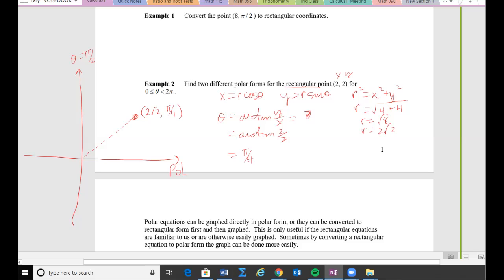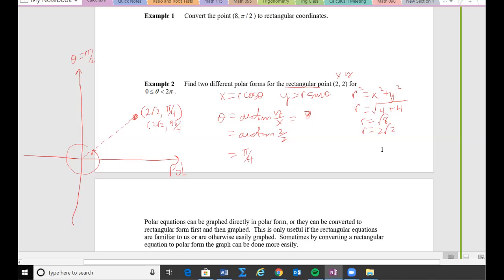But the other one, of course, we could spin all the way around to get a coterminal angle with the same r, by adding 2 pi to this number, pi over 4, so it would be 9 pi over 4. That'd be another point there. But that's not the one that they wanted.